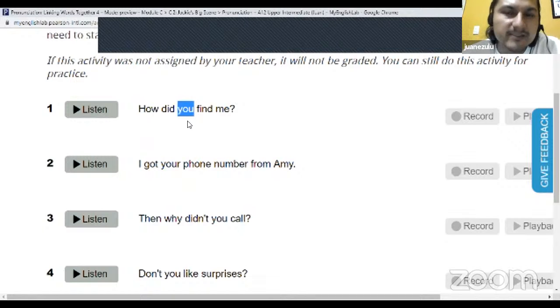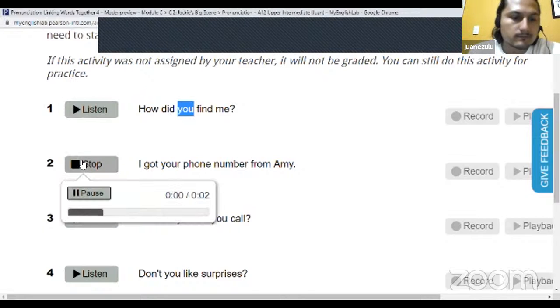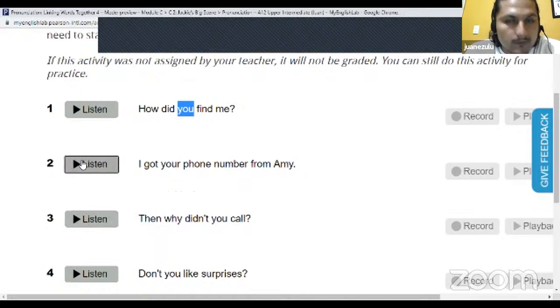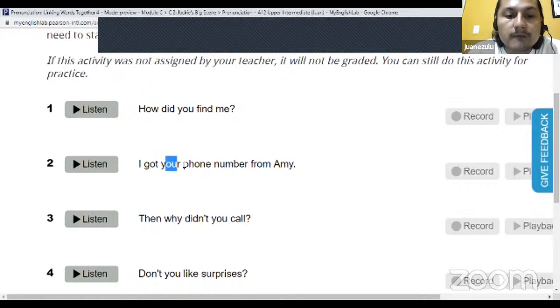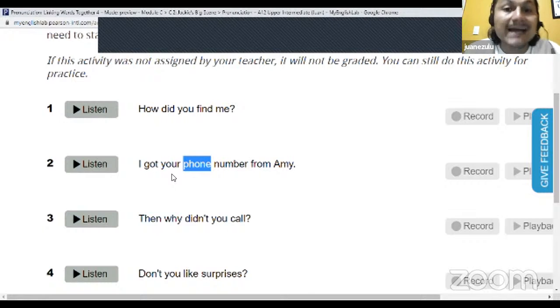So once you start understanding linguistics, the grammatical formula, things will get easier. Number 2. I got your phone number from Amy. I got your phone number from Amy. Okay, so we are sure that we are talking about the your sound because we have an object, we have a noun afterwards. So that's what I'm trying to let you guys know as a tip. So all you have to do here is record yourself. Now let me change.